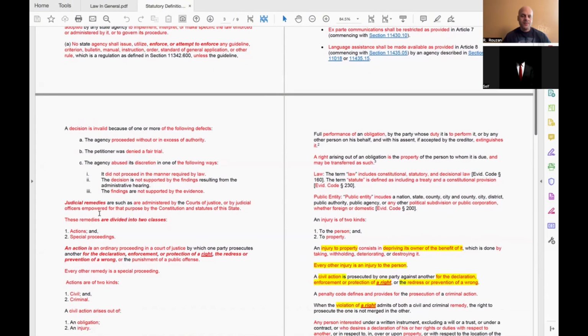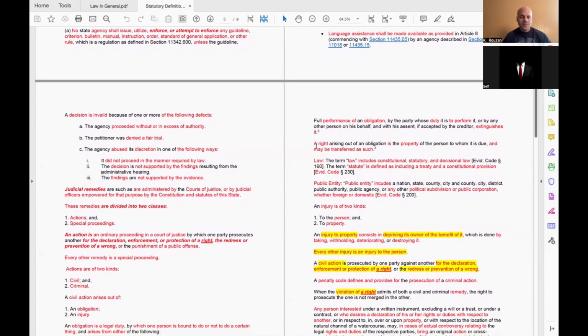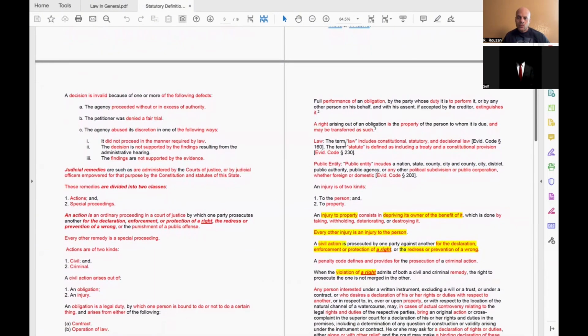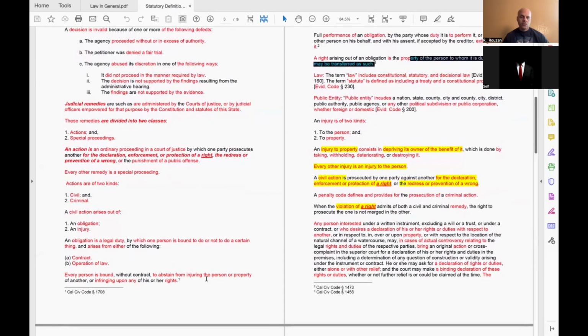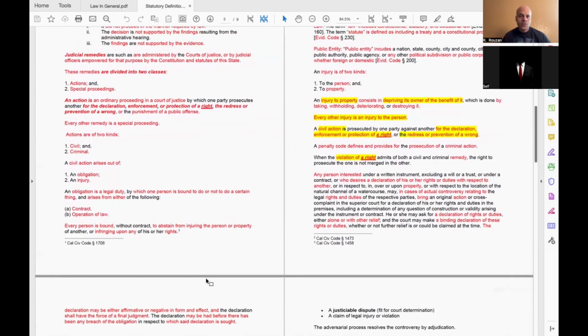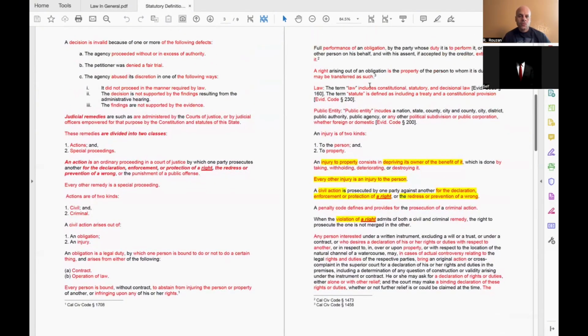Right? Then we go into, here's another one I like. A right arising out of an obligation is the property of the person to whom it is due. It may be transferred as such. So when I saw this, it's just explaining to me it's all dispute, even more so with declaratory relief. This part right here, a right arising out of obligation is property. This is in California Civil Code section 1458.